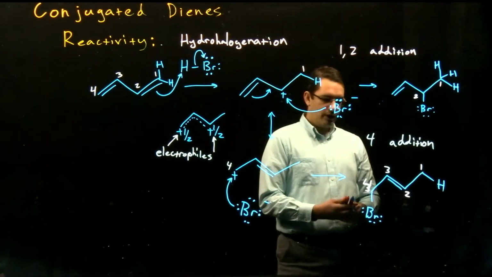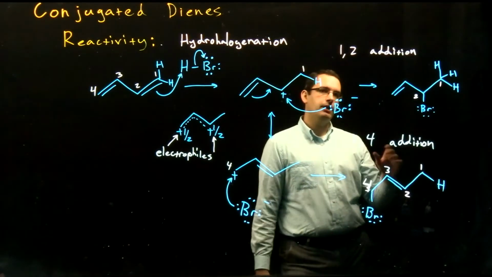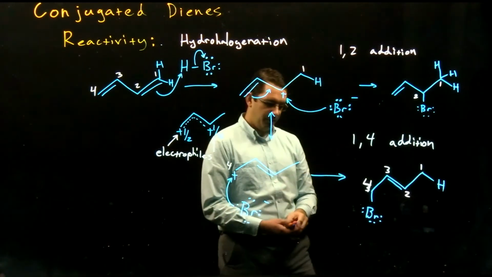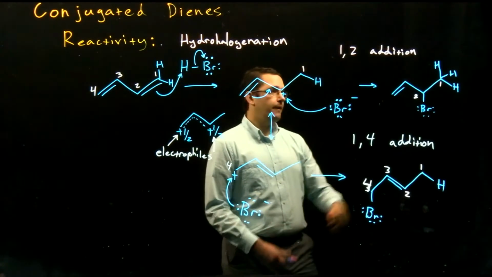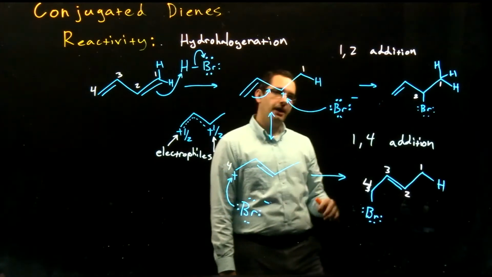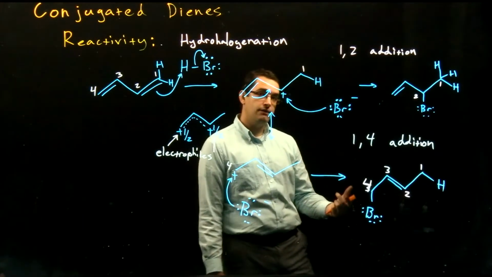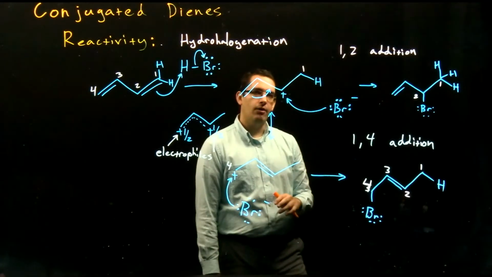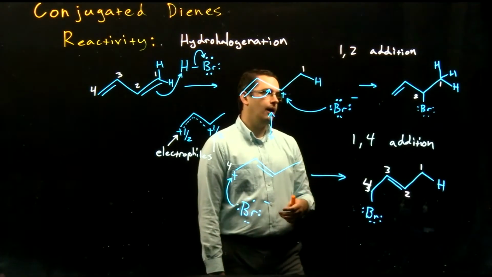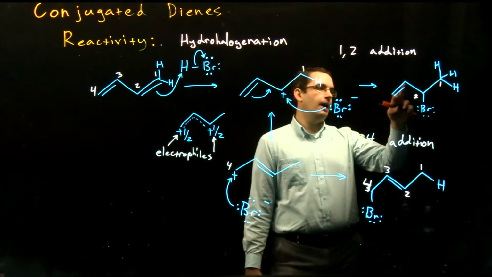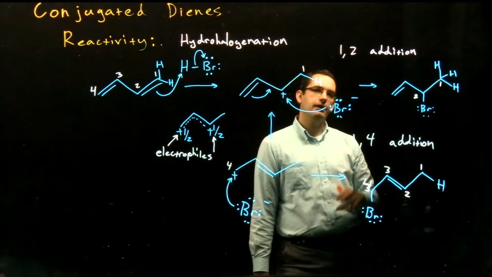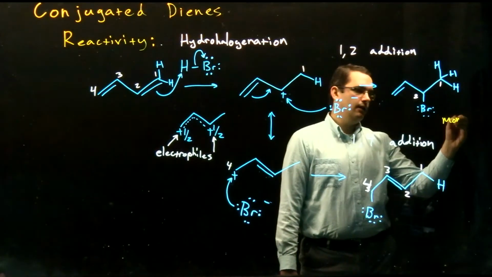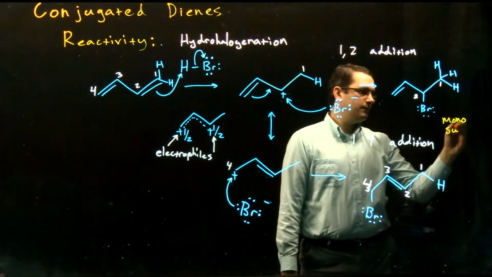So if we look at the 1,2 product, the main thing that we can look at here in terms of stability is our alkene double bond. Now you might remember that alkenes are stabilized by hyperconjugation from adjacent carbons. So the more carbons that we have attached to that alkene, the more stable that alkene will be. Here we have one carbon connected directly to our alkene. So we refer to this as mono-substituted.